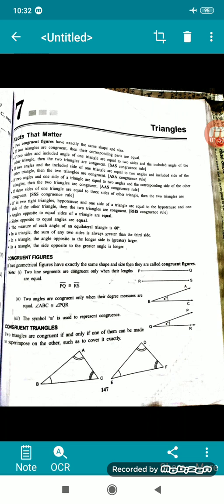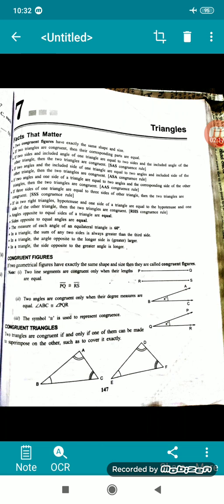Angles opposite to equal sides of triangle are equal. Sides opposite to equal angles are equal. The measure of each angle of an equilateral triangle is 60 degree. Equilateral means all the sides are same and all the angles are same. Each angle is 60 degree. It is also called equiangular. In 8th standard I taught you equilateral and equiangular.